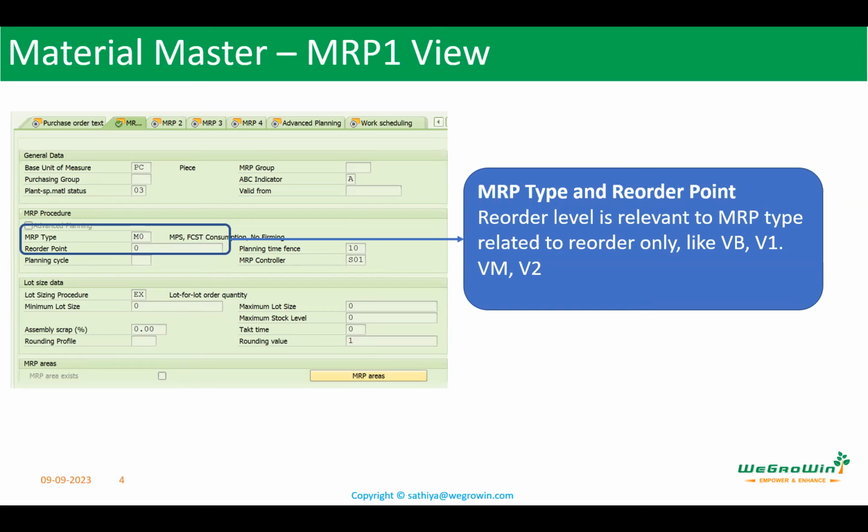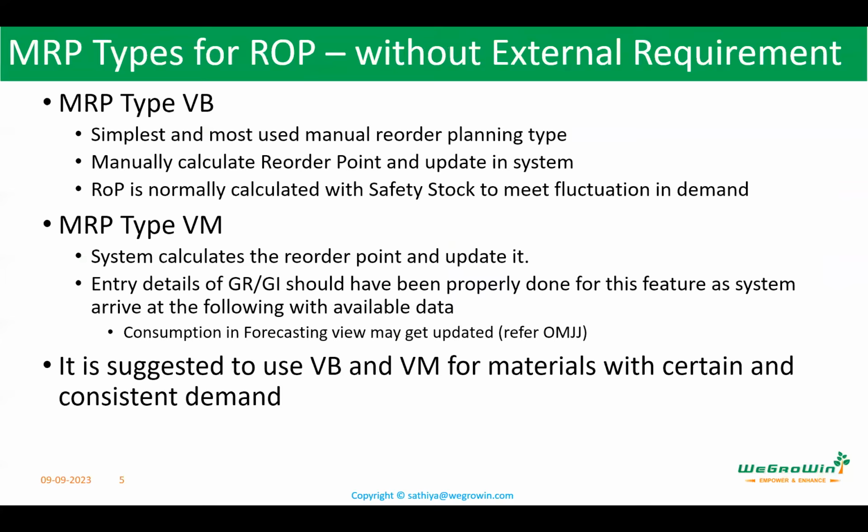VB is the manual one. It is the simple and most used manual reorder point. This is what we were using in our system so far. Here you manually update the reorder point. MRP type VM means the system calculates the reorder point and updates it. It's automatic, sir. Yes, the system calculates the reorder point and updates it.